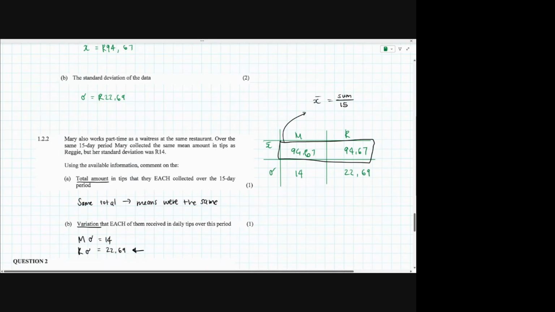Reggie's was greater, which means that he had a greater spread or greater variation in the amount of tips he got. So Reggie's SD, standard deviation, is greater. Therefore, he had a greater variation in tips. Variation, greater difference. You could say difference if you wanted it as well.